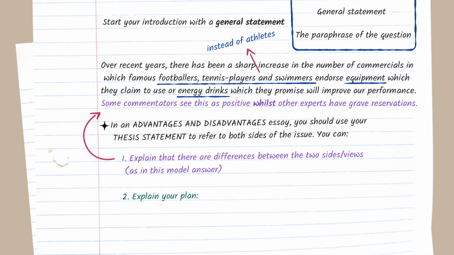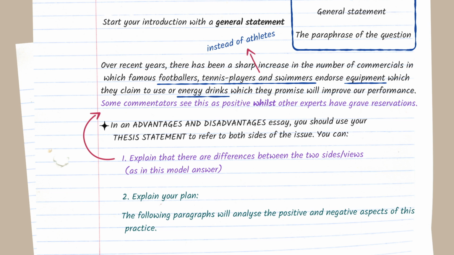Now, if you want to explain your plan, you can write your thesis statement something like this. The following paragraphs will analyze the positive and negative aspects of this practice. So these are two main types of thesis statements that you can write in advantage and disadvantage essays.